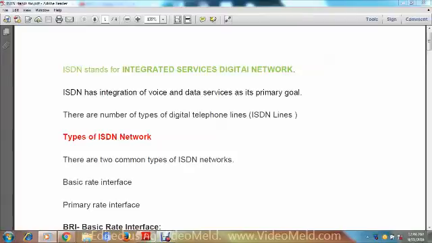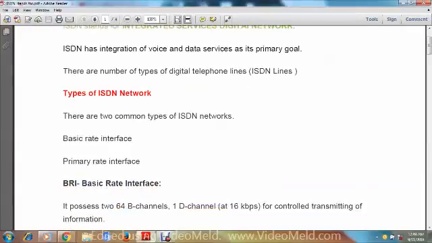ISDN stands for Integrated Services Digital Network. ISDN has integration of voice and data services as its primary goal. There are a number of types of digital telephone lines, ISDN lines.